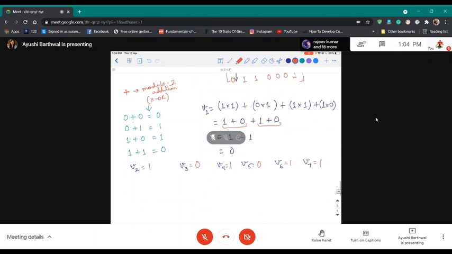So the code word that is transmitted by the channel encoder becomes 0, 1, 0, 1, 0, 1, 1. So this is the valid code word that is sent by the channel encoder.